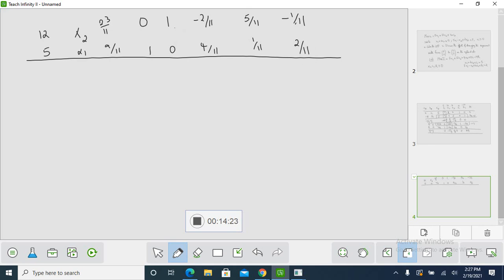Okay. So now we have to compute our Zj minus Cj. What happens when you compute your Zj minus Cj? You are having 5 minus 5 is 0. 12 minus 12 will become 0. Then it will be minus 24 plus 20. Minus 24 plus 20 will give you minus 4 by 11. Please check.